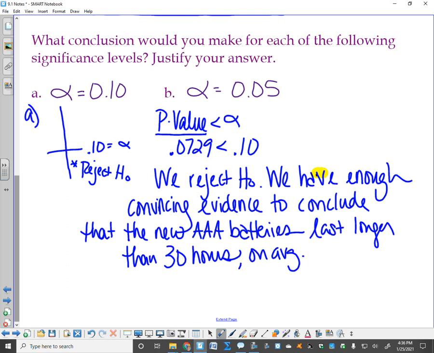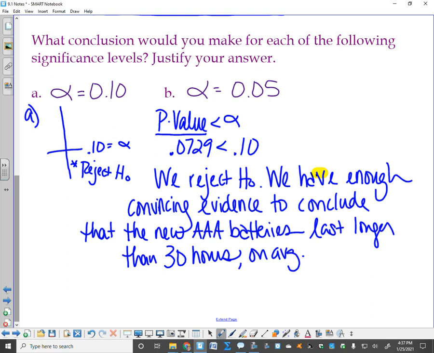So here we go. Let's give it a once over. My alpha was set at 10%. My p-value was less than that. When your p-value falls below your alpha, you reject your H sub O. Okay? So first I'll start with that. We reject H sub O. So I reject that these batteries last 30 hours.